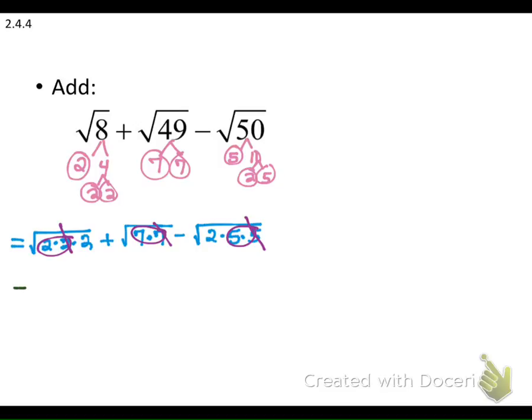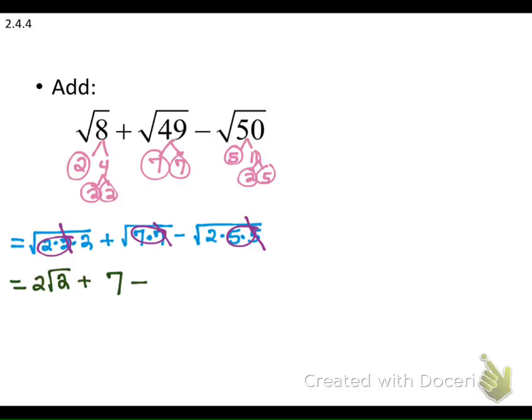So Rihanna, the square root of 8 simplified is going to be? 2 square root of 2, right? Okay, keep going. Plus, that's just a regular square root of 7. That's just a regular 7. Because the square root of 49 is a perfect square. Okay, keep going.